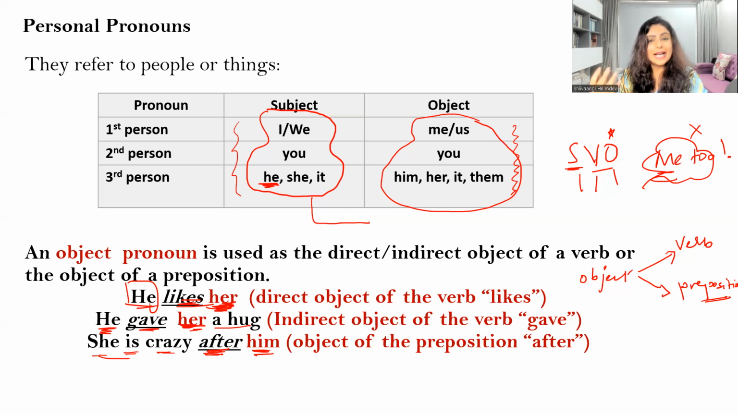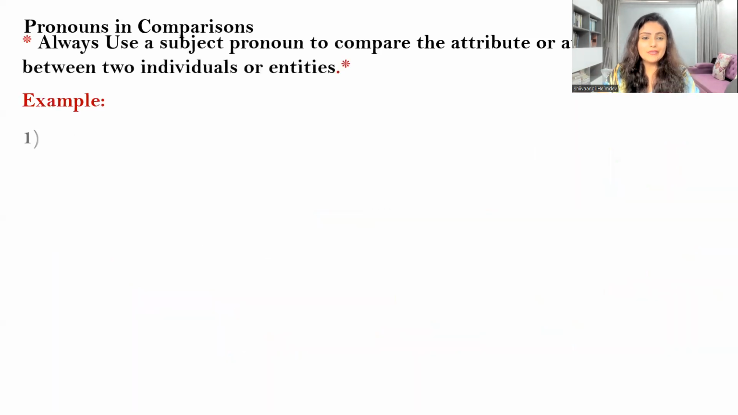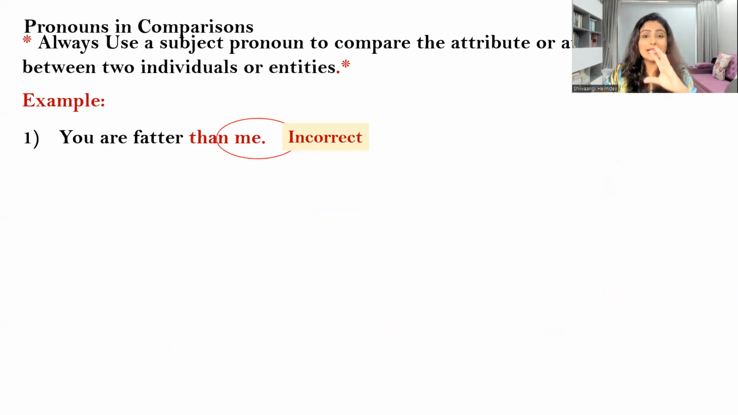We generally compare the attribute or attributes between two individuals or between two entities, right? So whenever we are comparing, what should we do? Like in this sentence, you are fatter than me. Now, please note, we are comparing an attribute, that is obesity, and we are saying that you are fatter than me.